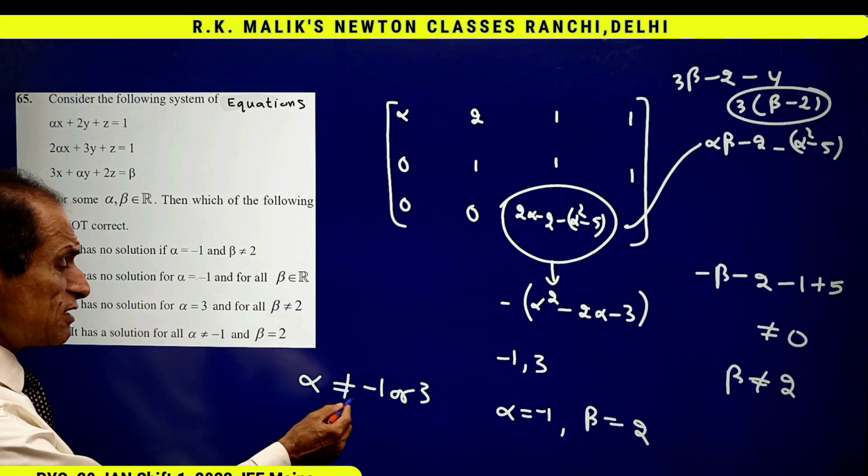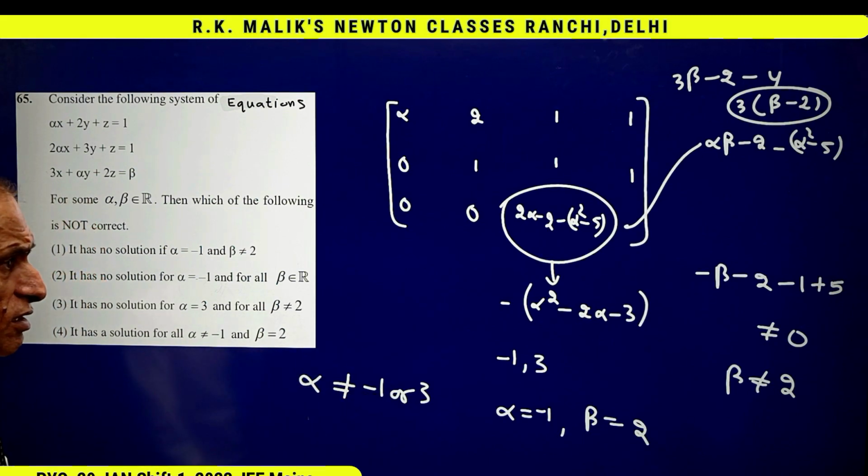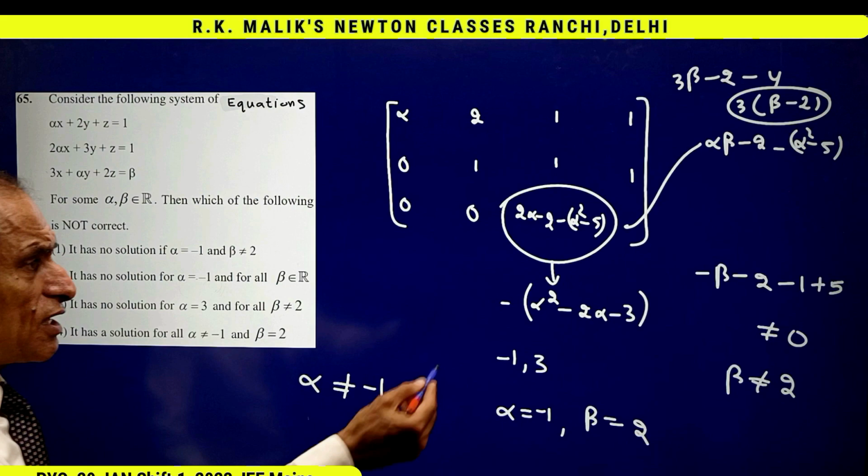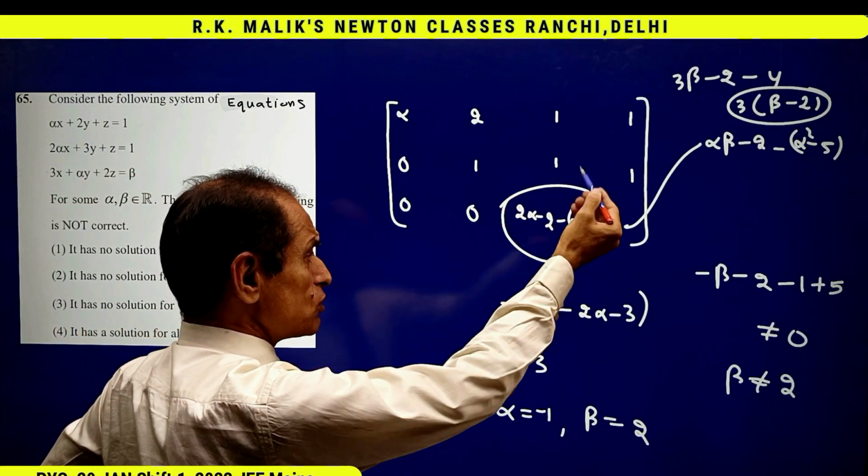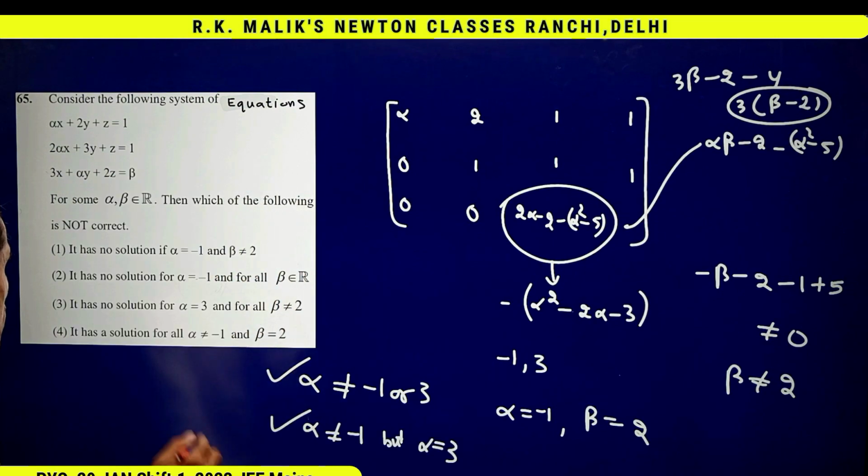If alpha is neither minus 1 nor 3, then it will be surely non-zero. And if it is non-zero, unique solution is there. That is, second choice is correct, because the information of second choice is wrong.